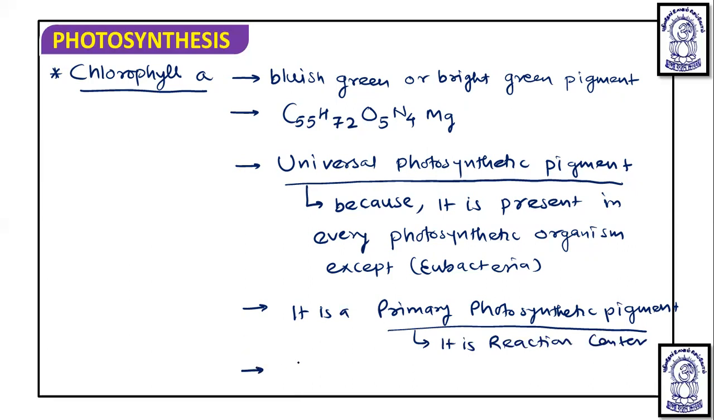Now apart from this, chlorophyll A is also considered the most abundant photosynthetic pigment. Okay, so this is chlorophyll A. It is the most important pigment, it is a universal pigment, it is a primary pigment, most abundantly found. Now what is the structure and how it is synthesized, that we have to discuss. So first we talk about the synthesis.